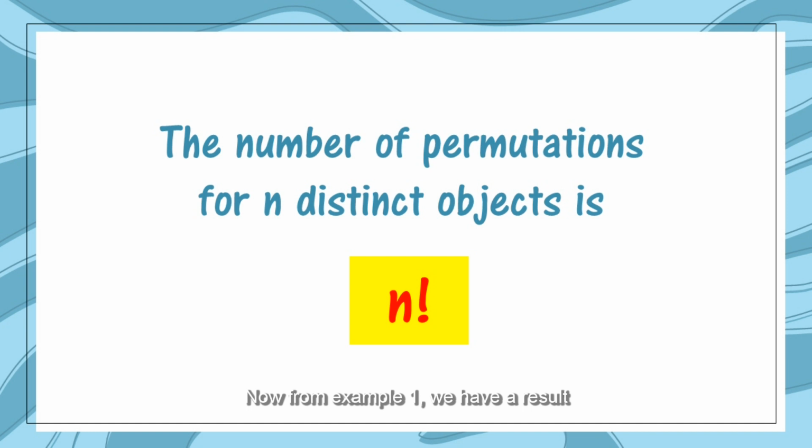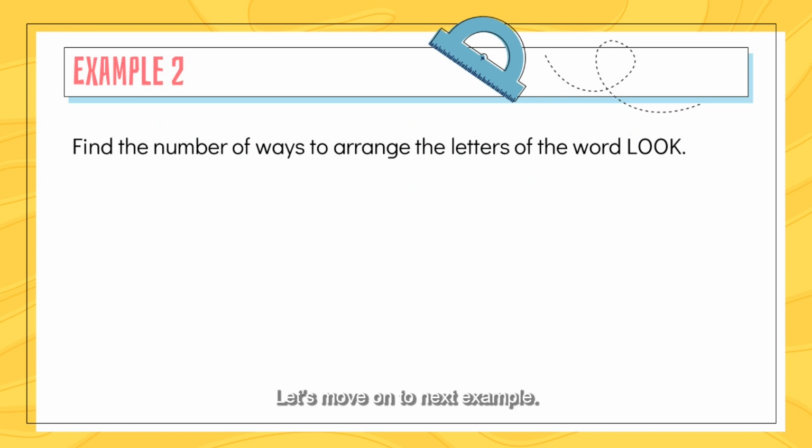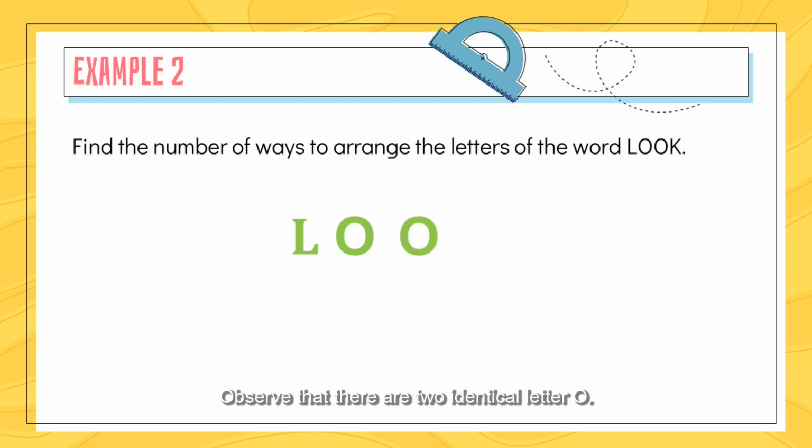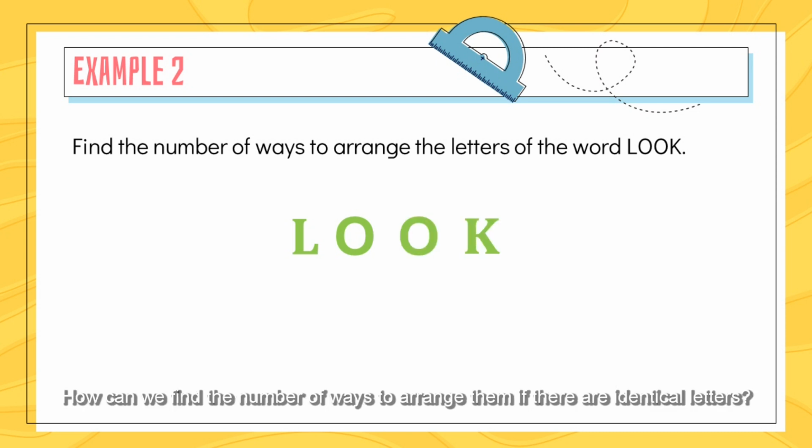Now from example 1, we have a result, which is the number of permutations for n distinct objects is n factorial. Okay, let's move on to the next example. Find the number of ways to arrange the letters of the word LOOK. Observe that there are 2 identical letters O. How can we find the number of ways to arrange them if there are identical letters?